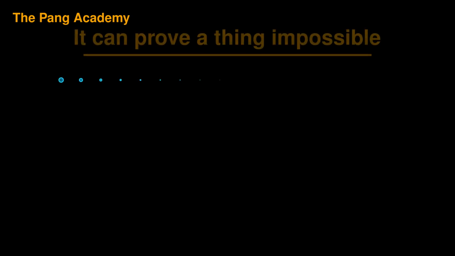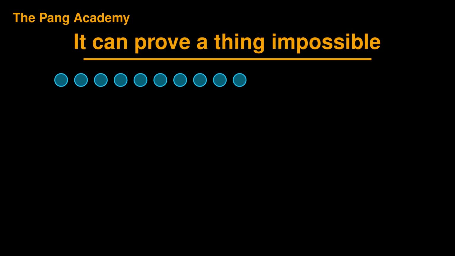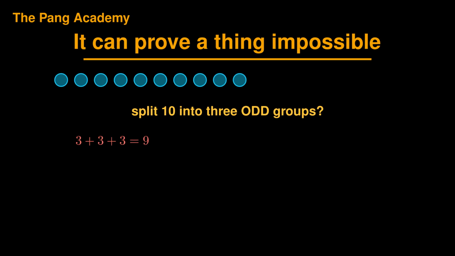Now watch odd and even beat straight calculation. Take 10 and try to split it into 3 groups that are each an odd size. 3, 3, 3 is 9. 3, 3, 5 is 11. 1, 3, 5 is 9 again. It keeps missing 10. And it always will.